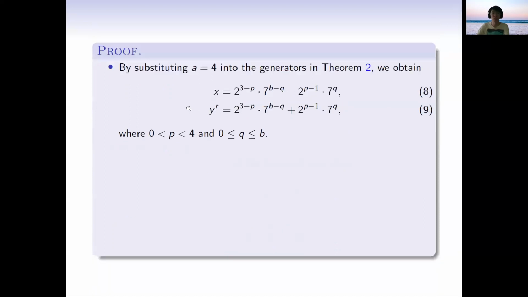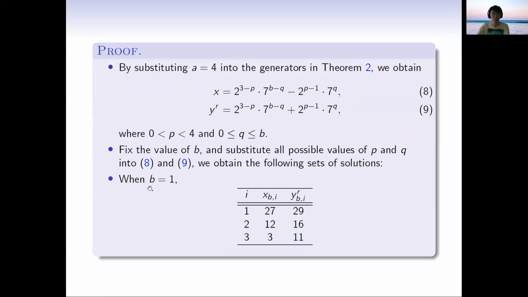So here's how we prove theorem 3. We first substitute a equals 4 into the generators in theorem 2, and we obtain equation 8 and equation 9 here, where this is the range of p and this is the range of q. Now, if we fix the value of b and consider all the possible values of p and q, then we obtain many different sets of solutions.